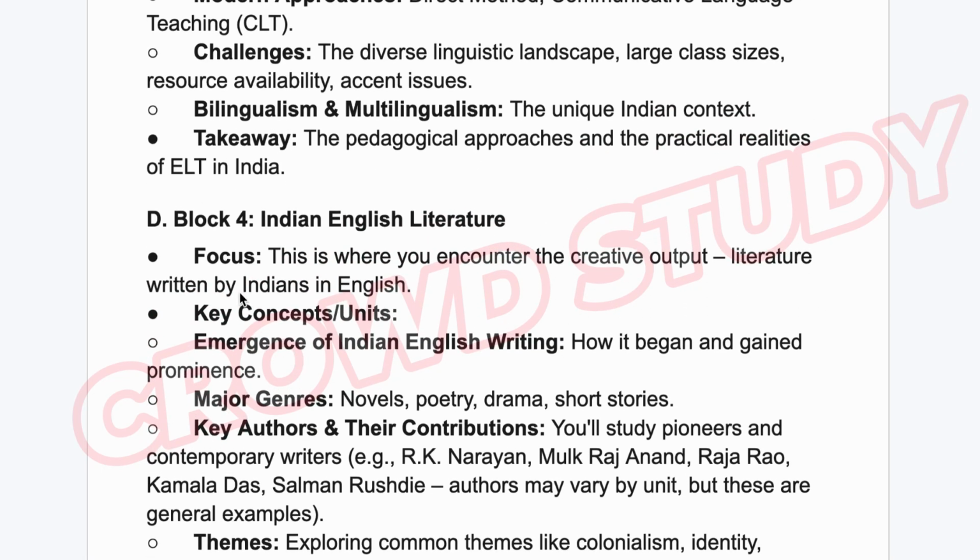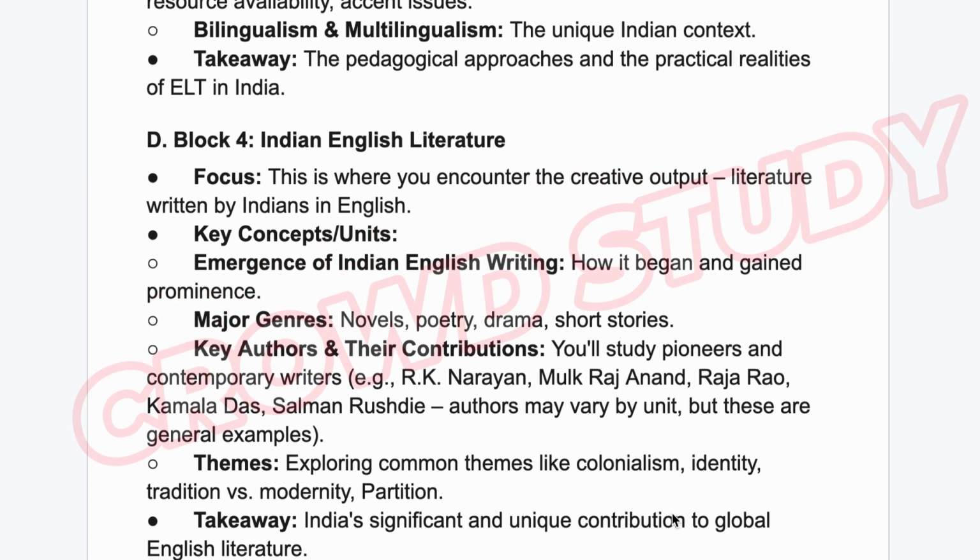Now let's discuss block number 4, Indian English Literature. This is where you encounter the creative output, literature written by Indians in English. Key concepts and units: the emergence of Indian English writing, how it began and gained prominence. Major genres of Indian English literature: novels, poetry, drama, and short stories.